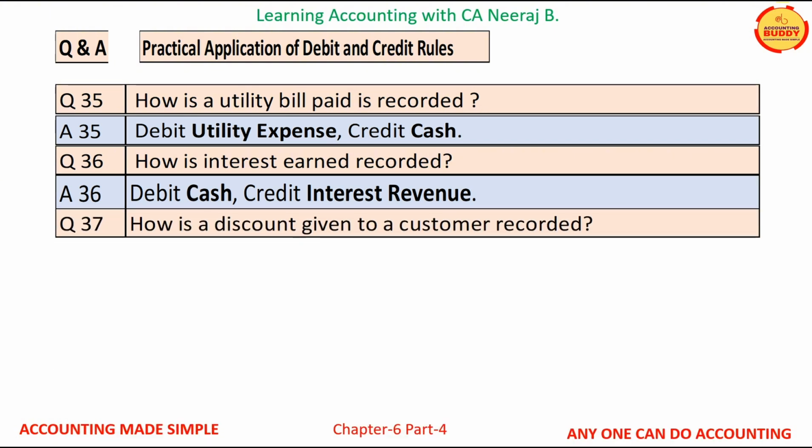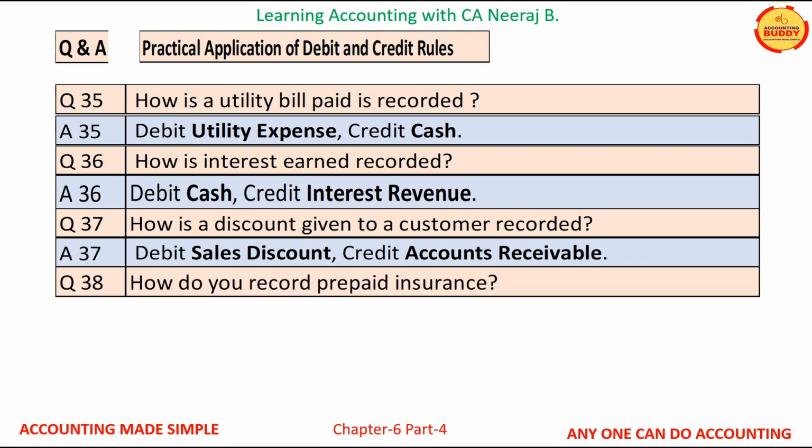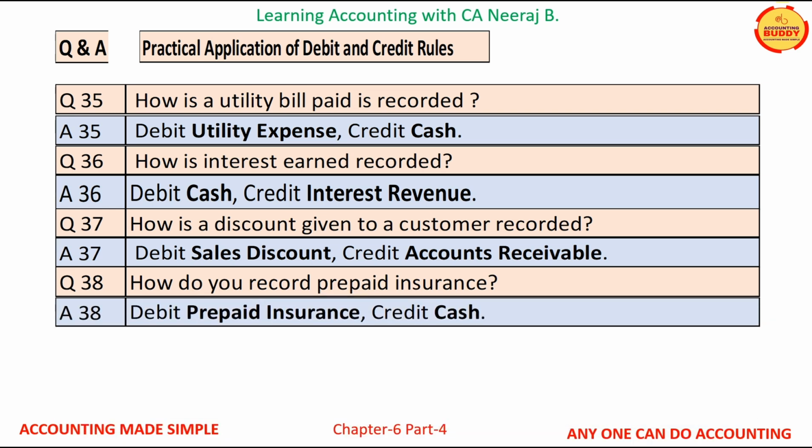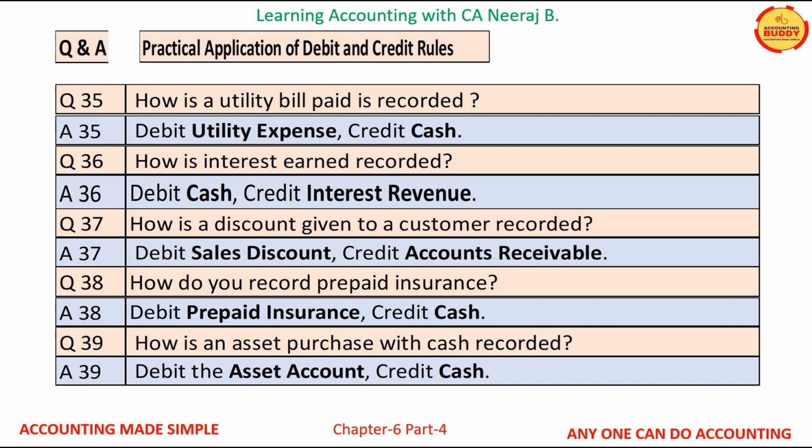Question number 37. How is a discount given to a customer recorded? The answer is debit sales discount account and credit accounts receivable account. Question number 38. How do you record prepaid insurance? The answer is debit prepaid insurance account and credit cash account. Question number 39. How is an asset purchase with cash recorded? The answer is debit asset account and credit cash account.